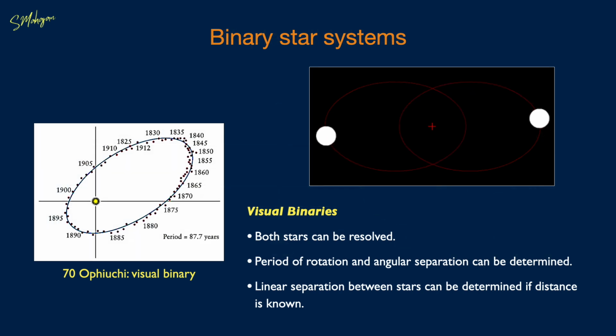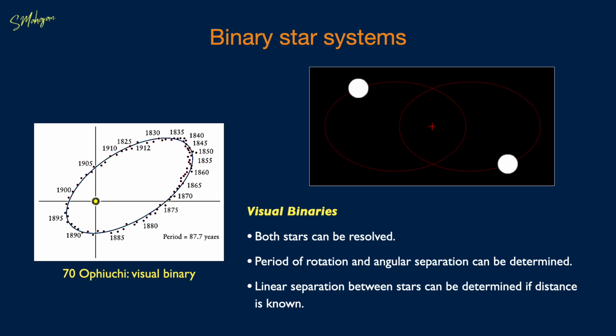Binaries can actually be classified into different categories. The simplest of these is the visual binary system. As the name suggests, both stars in this system can be resolved and observed independently. If the orbital period is not too long, it can also be monitored for both of them and their angular separation from the center of mass can be determined. If the distance to the binary is known, the linear separation between the stars can also be determined. An example of a long period binary is shown here.